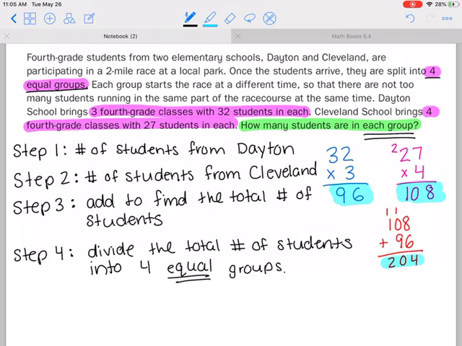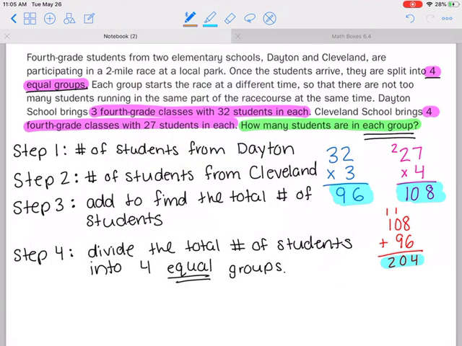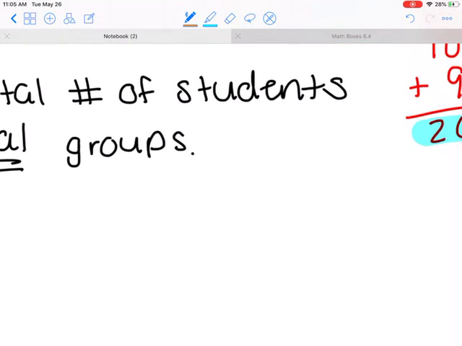We know that 204 is a multiple of 4, so I already know when I divide, I'm going to get an equal number. If you didn't get a multiple of 4, that means you did something wrong in your multiplication and your addition. I'm going to zoom in a little bit because I'm running out of room. I'm going to take that 204 and divide it by 4 to make the 4 equal groups. I'm going to do partial quotient here. You can do traditional division. It's up to you, whichever one you're more comfortable with.